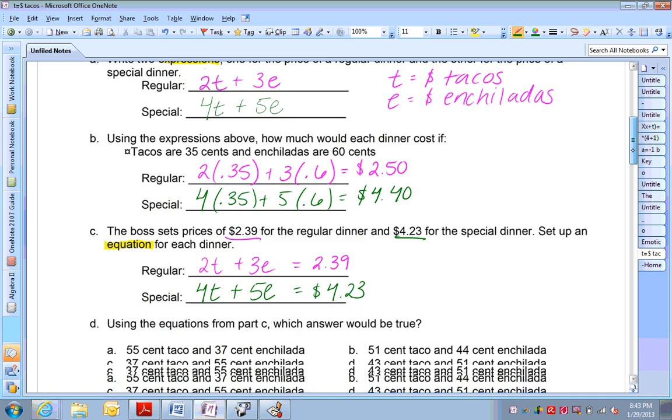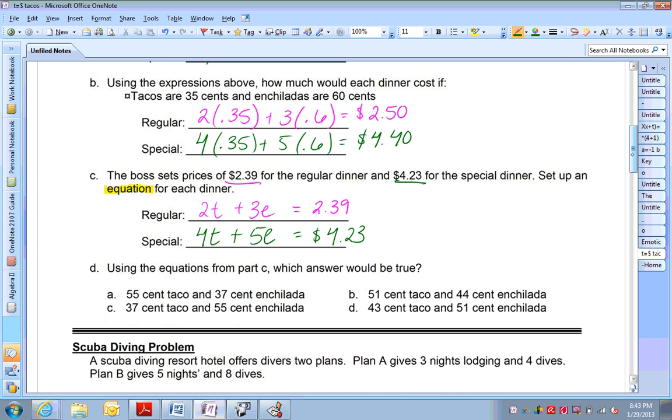So now we go look at our options. It says using the equations from Part C, which answer would be true? And if you notice, answer choice C is the answer that we want.